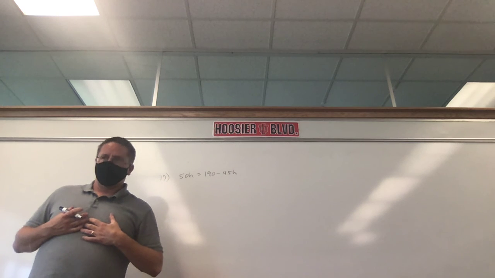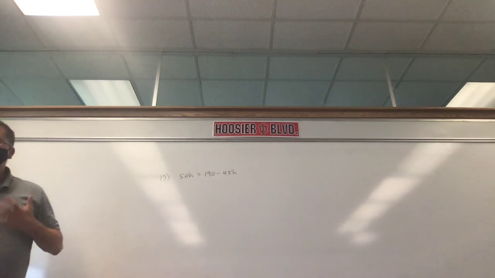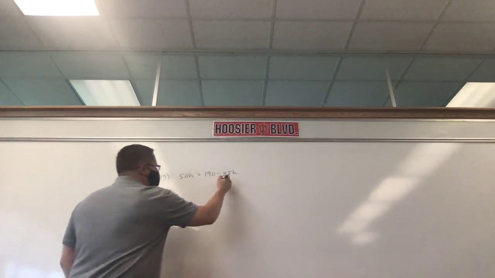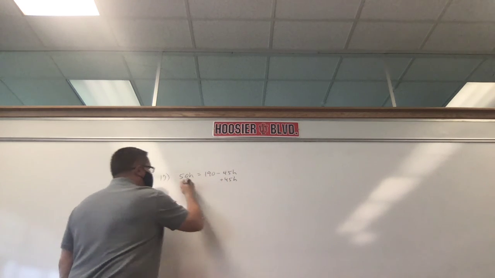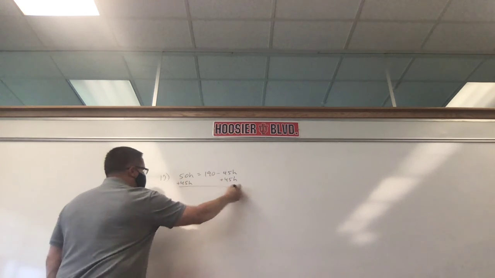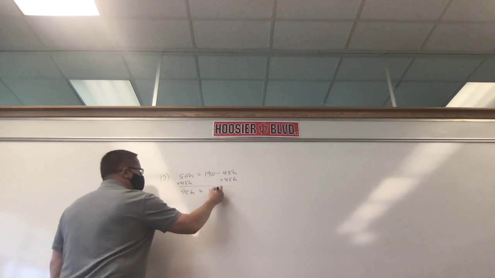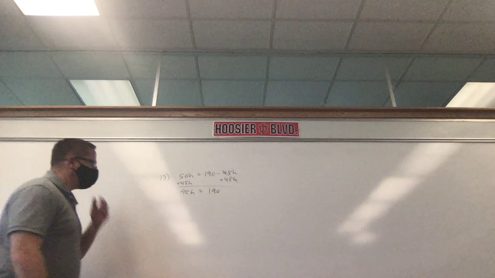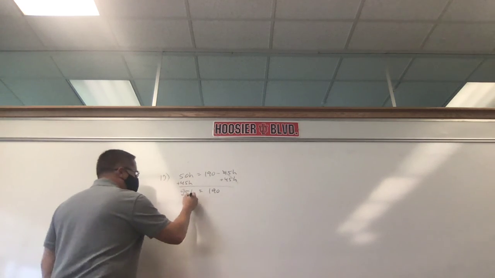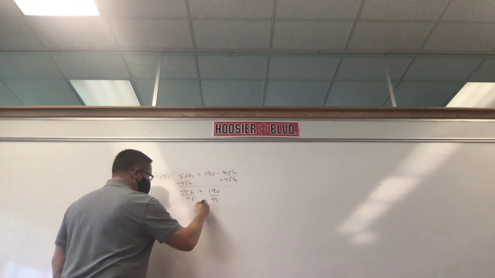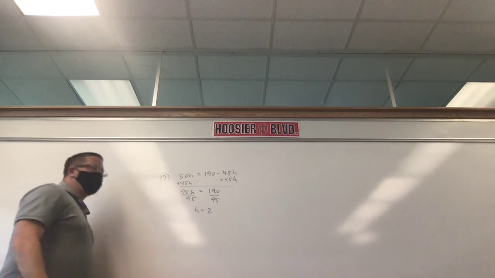You like to get rid of the smaller one. Otherwise, if you get rid of the bigger one, you definitely deal with negatives later. So we need to get rid of this negative 45h by adding 45h to each side. 45 and 50 is 95h equals 190 because the 45h's cancel. And then the last thing we do is divide by 95. And we get 2. So h equals 2.